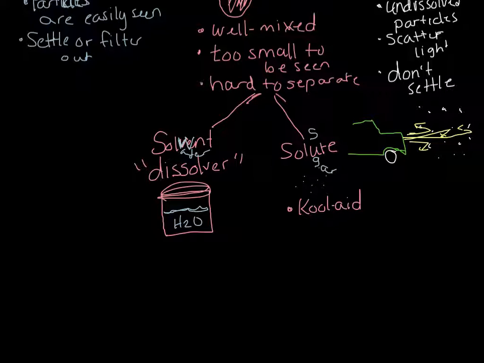Now, when these two combine and come together, we can't see the particles. You can't see the Kool-Aid particles anymore. You might see the food coloring from the Kool-Aid that makes it the purple or the pinkish color, but you can't really see the sugar particles. So if you were to dissolve sugar in water, you wouldn't be able to see the sugar.